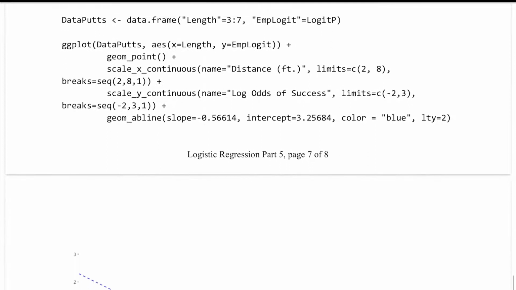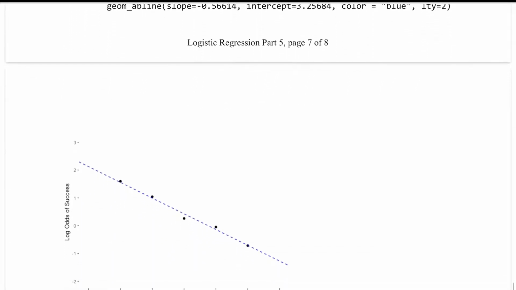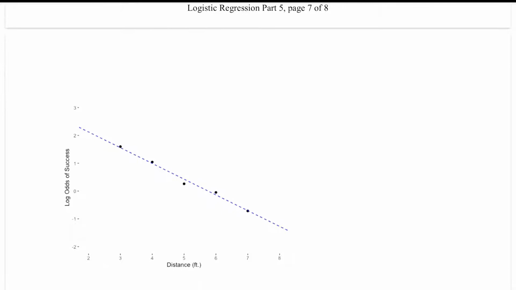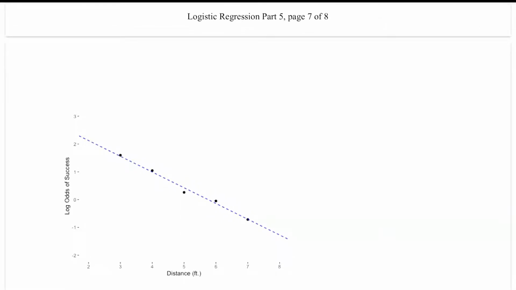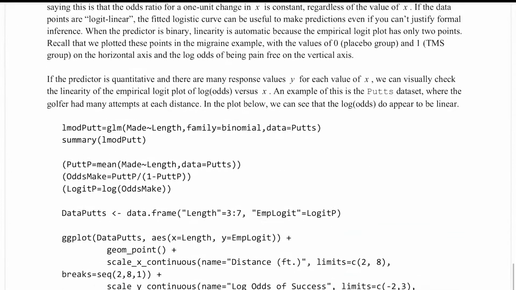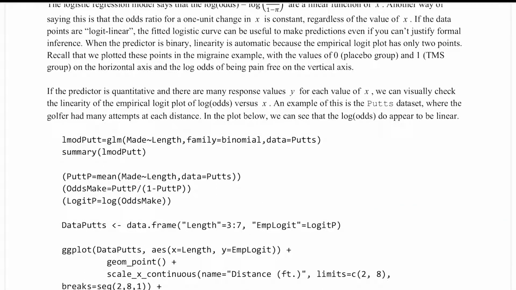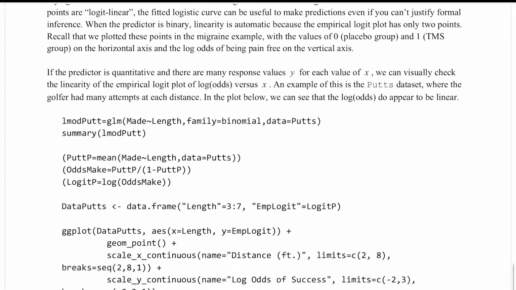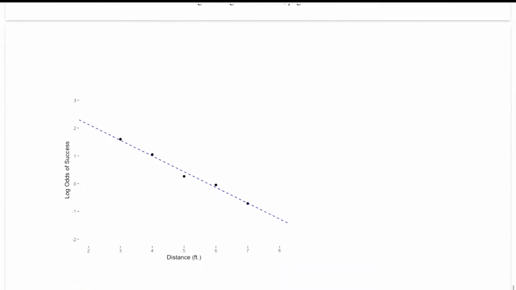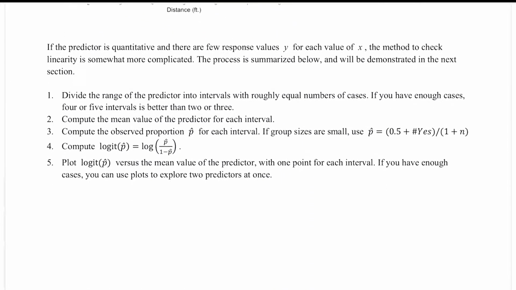And so I gave the example here of the Putz data set, which was a nice one because at each different distance there were lots of different values of made or not made, and so we could come up with the empirical logit values. And so if we just plot those values, they definitely appear to be linear. So that's a way we can check if we have a lot of response values for each value of x and our predictor is quantitative.